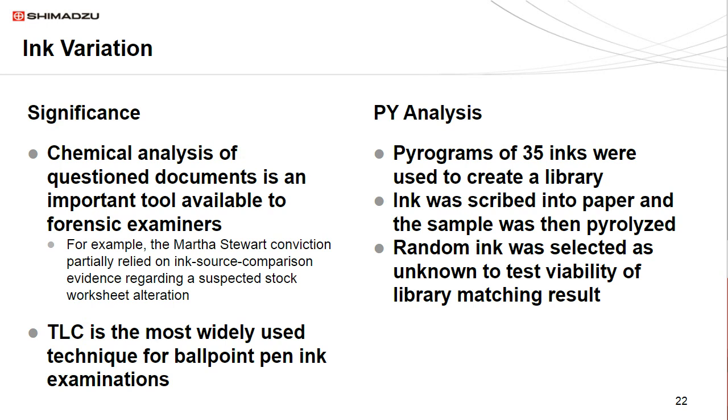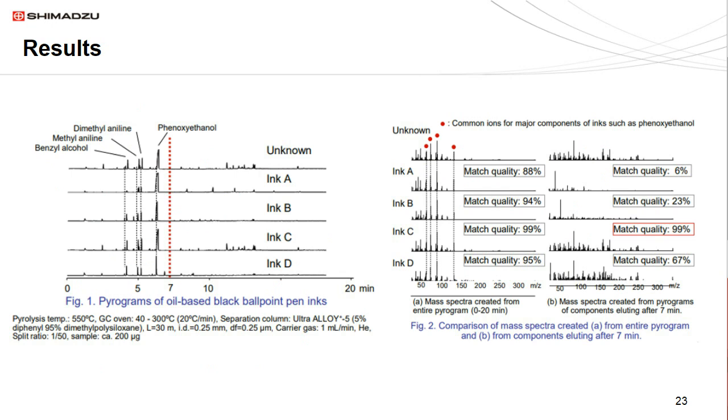So out of these 35 ink samples, we picked one unknown that was actually known to us and ran it against our library. What we were then able to find is actually how viable this library matching is to determine the ink variation. So if we take a look at the results, we can see two figures. Figure 1 on the left shows the pyrograms of the oil-based black ballpoint pen inks. So our pyrograms of the unknown, which is actually our known, and 4 inks stored in the library are shown in that figure to the left.